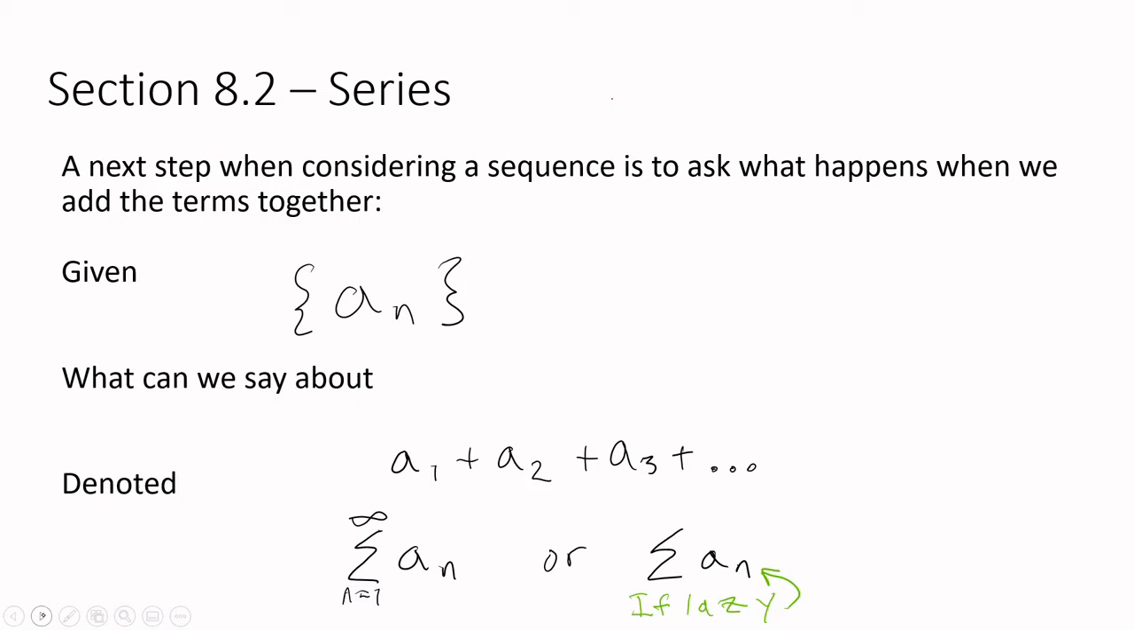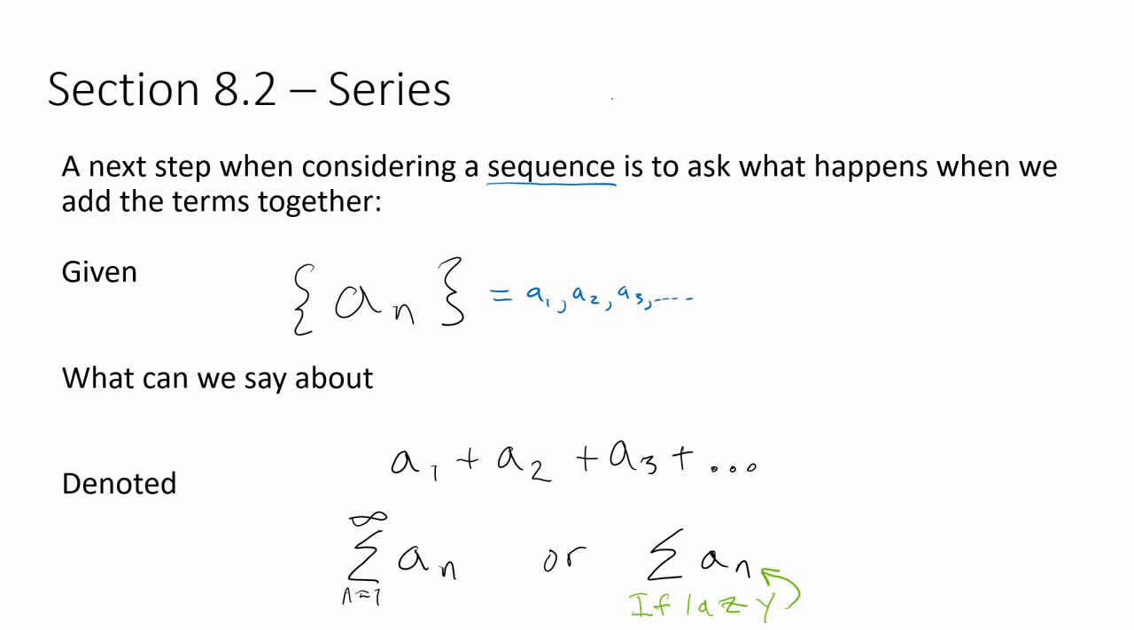So first things first, what is a series? Well, to do that you have to start with a sequence. So we're going to start with a sequence like in 8.1. Our sequence is a sub n, and remember that's just written down here as a sub 1, comma a sub 2, comma a sub 3, just a list of numbers.